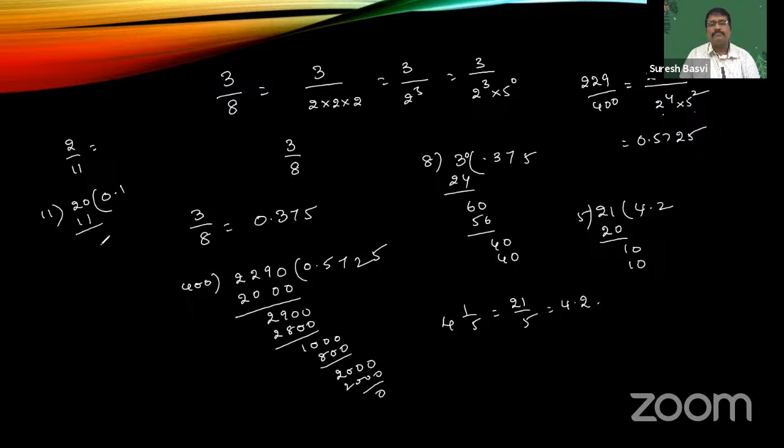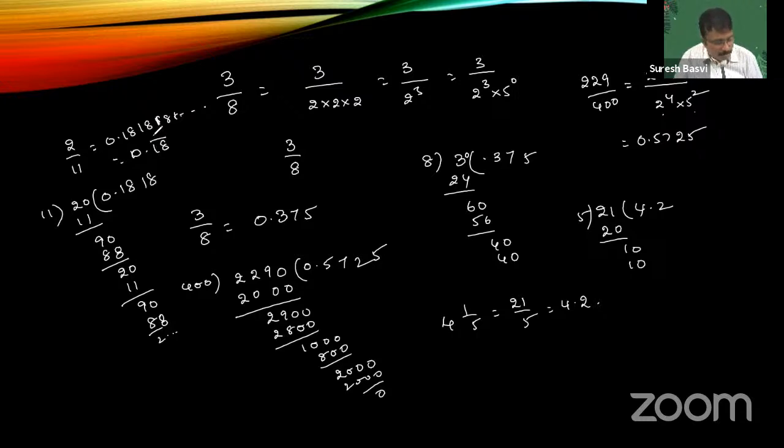11 1 11, 9 is there, 11 8 is 88, 2 is there. Again 11 1 11, 9 is there, 11 8 is 88, and 2 is there, and so on. Okay, so 0.1818. That means 0.18 bar.